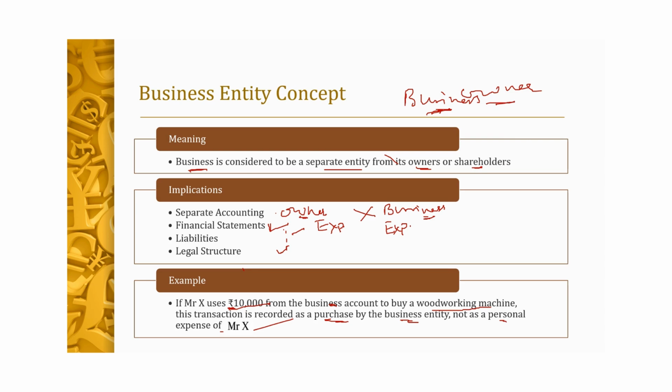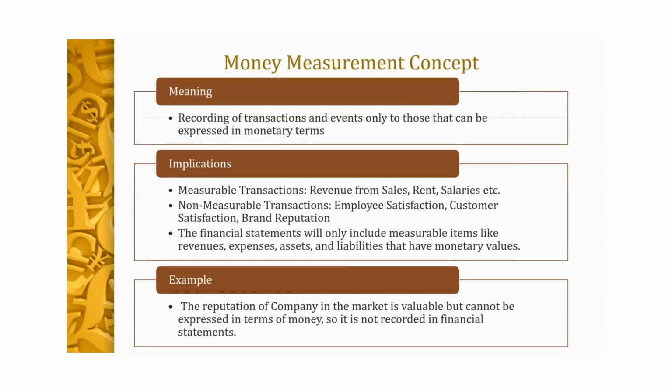Now let's move to the second concept which is known as money measurement concept. Now what does money measurement concept say? Money measurement concept says that all the transactions are recorded which can be expressed in monetary terms. What is the key word here? Monetary terms.